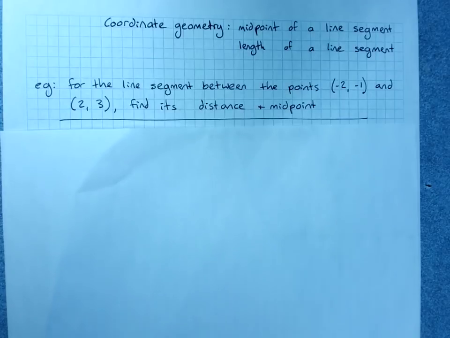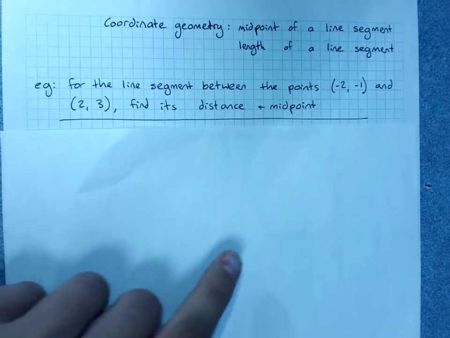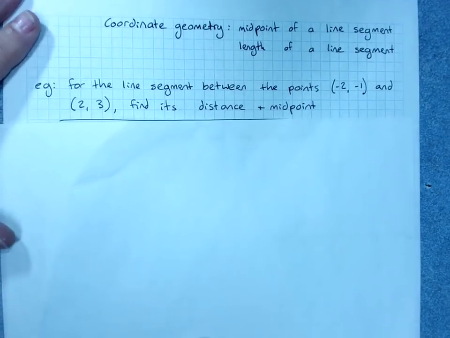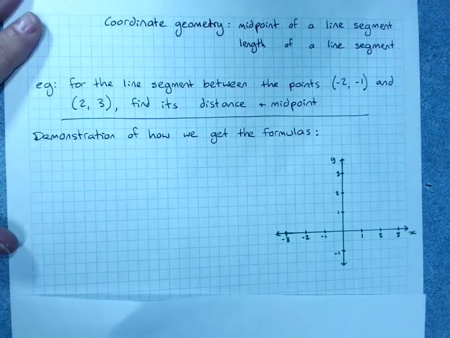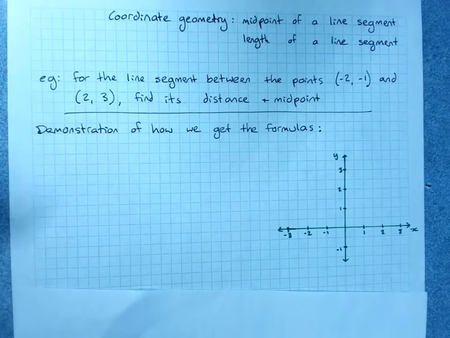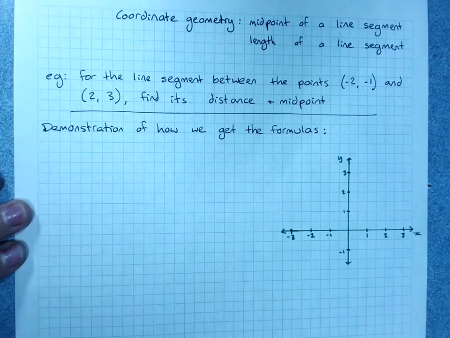Coordinate geometry, finding the midpoint of a line segment and the length of a line segment. For example, the sort of question we're looking for here is: for the line segment between these 2 points, find the distance and midpoint. What I'm going to do first is have a look at how we get the formulas, and then we'll go back and use the formulas to solve this sort of question.